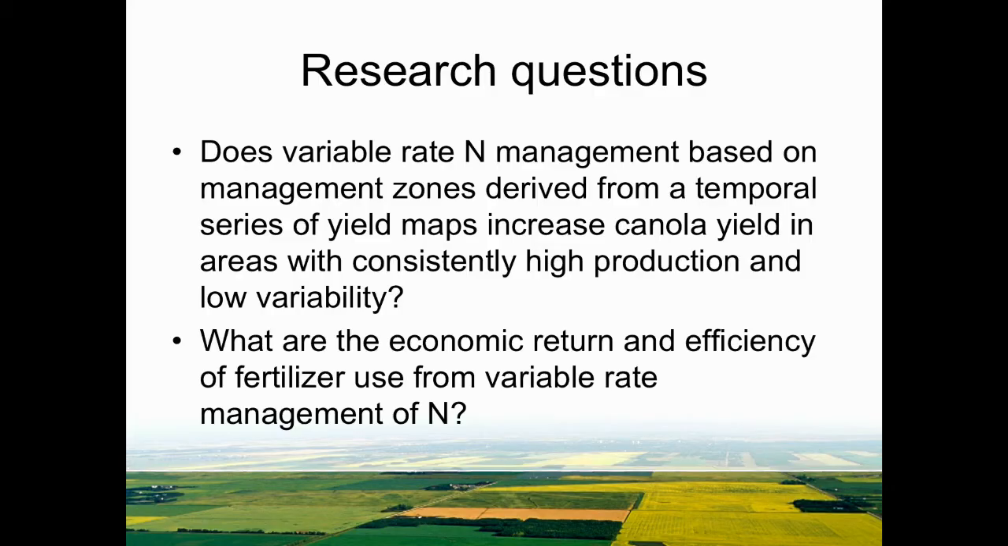The research questions are fairly specific, and they're based on scientific methodology. Does variable rate management based on management zones derived from this analysis increase canola yield in areas with consistently high production and low variability? What is the economic return and efficiency of fertilizer use from variable rate management?